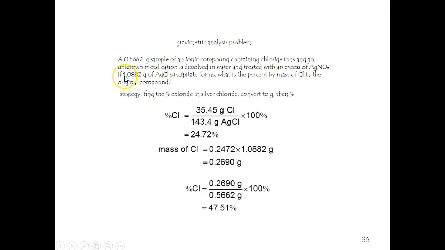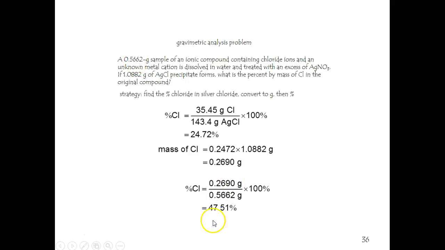And that's not so bad because the percent chloride in silver chloride should be easy to calculate. In fact, for every mole of silver chloride, it contains 1 mole of silver, so it's 35/143 chloride, and that's about 25%. That means that 1.0882 gram sample is about 25% chloride, which means it contains 0.269 grams of chloride that could only have come from the original sample, right? And so that 0.5662 gram sample contains 0.27 or so grams of chloride, which is about 50%.